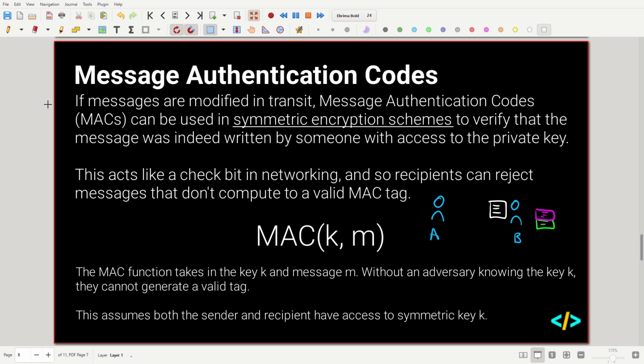Does that make sense? Are there any questions about that? It is sort of just like proving that you know something. Anyone can read this message. This message is sent in plain text, but it's just proving who sent it.